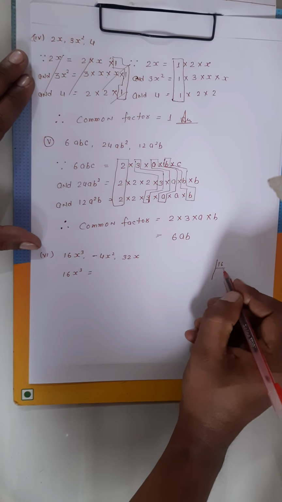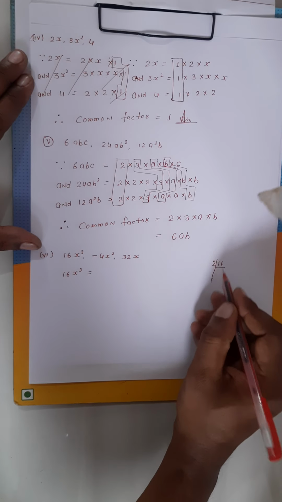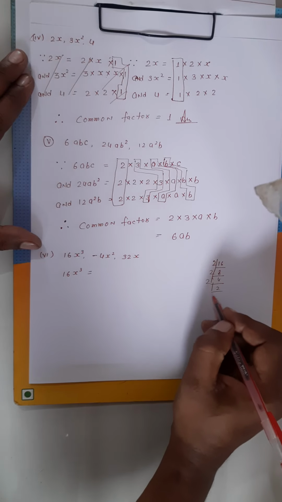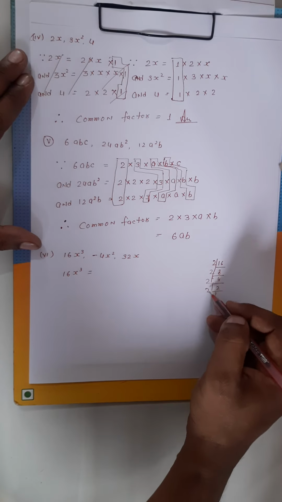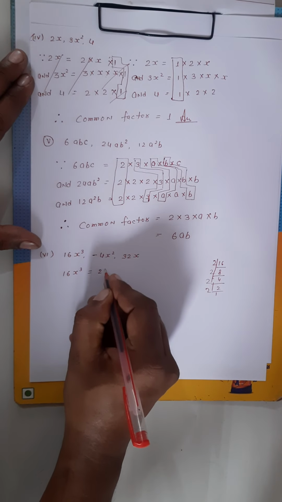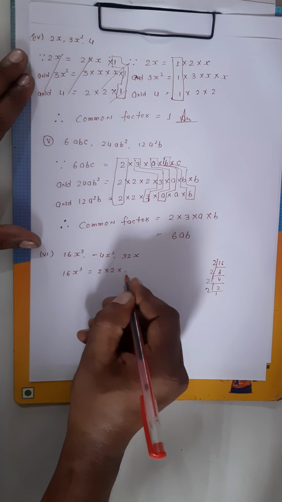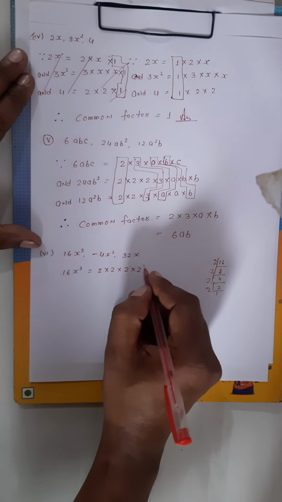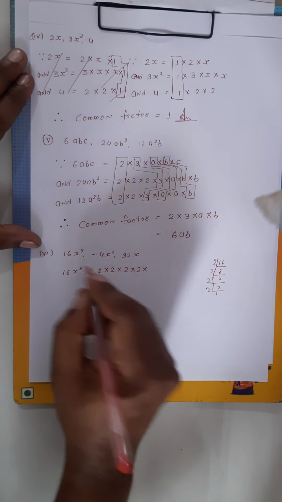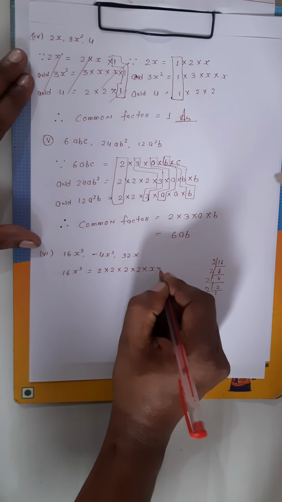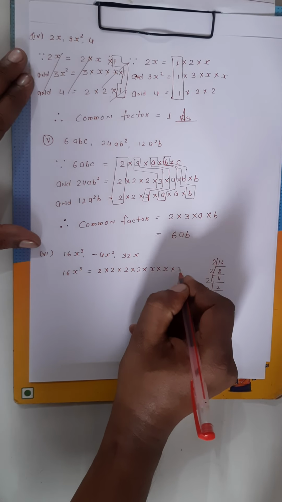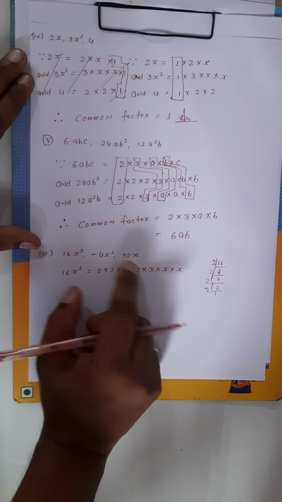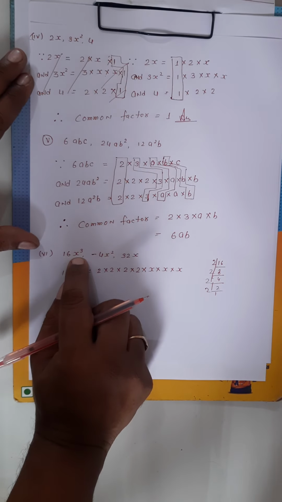16, we can divide by 2. So 2 eights are 16, 2 fours are 8, 2 twos are 4, 2 ones are 2. That means 2 into 2 into 2 into 2, into x into x into x, because x cube is here. Okay, that means x into x into x.